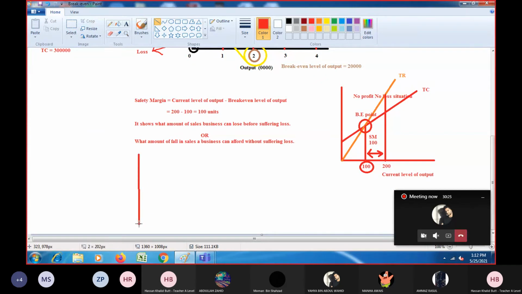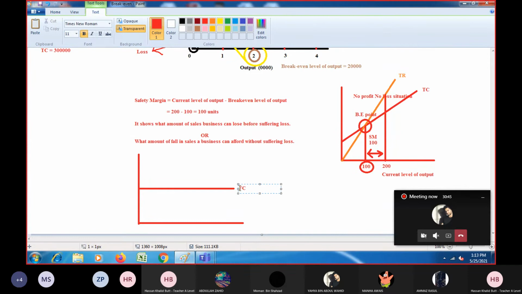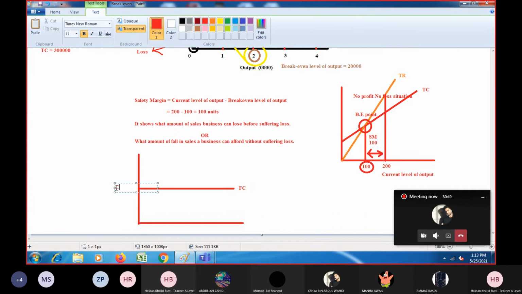You know that we have a fixed cost as well. So the shape of the fixed cost curve is like that. This is completely horizontal. This is a fixed cost curve. And why is it completely horizontal? We take cost here, right? Cost. I'm not drawing a break-even chart here, but I'm just telling you what a fixed cost curve is and how it looks.